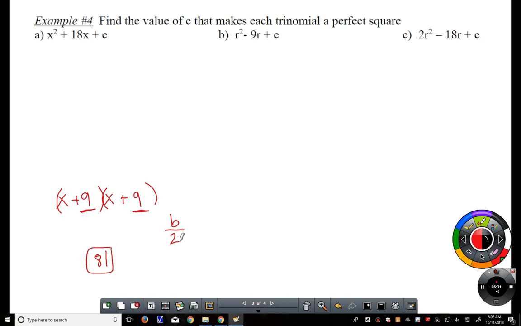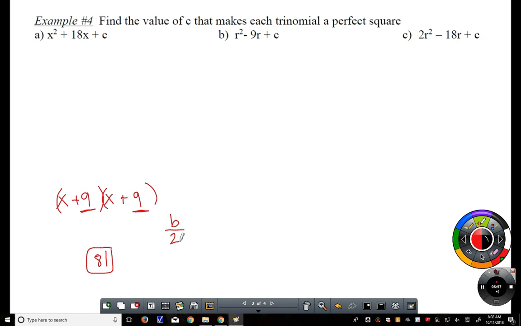But that didn't finish the problem. It just gave us the idea of what number would be in the factors. But then what did we have to do with that 9 to figure out the number that we would actually use as the constant, which would be 81? What's the relationship between the 9 that we got and the 81 that we had to put in the problem? Alex? We squared it, right?